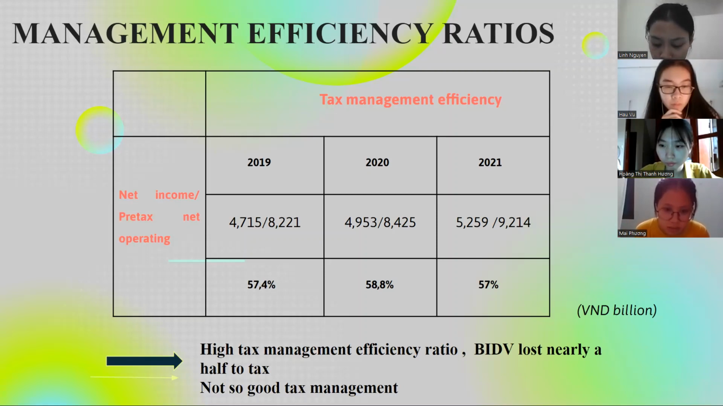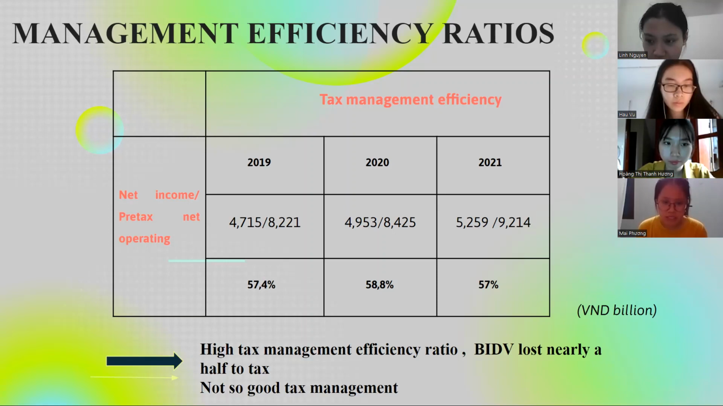Can you see it on the table? I take three years, 2019, 2020, and 2021, and I take the formula net income over pre-tax net operating. So I get 57.4% for 2019, 58.8% for 2020, and 57% for 2021.